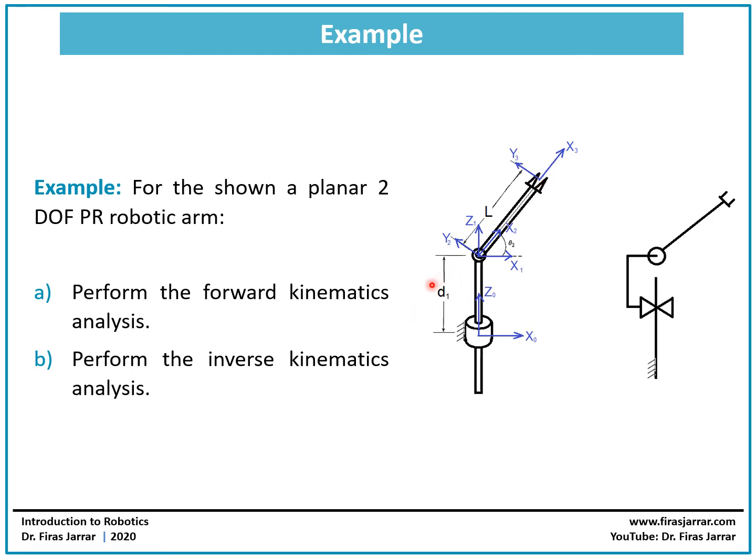We have D1 as a variable joint for the prismatic joint, and L is constant, and theta 2 is another joint variable for joint 2. And we are required to perform both the forward kinematics and the inverse kinematics for this simple 2 degrees of freedom robotic arm.